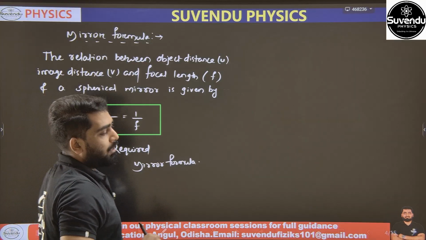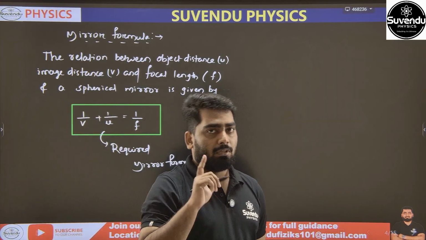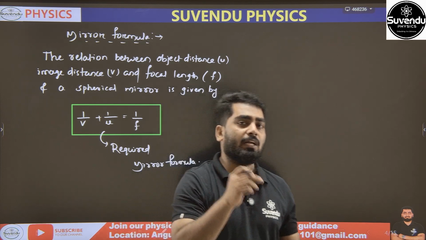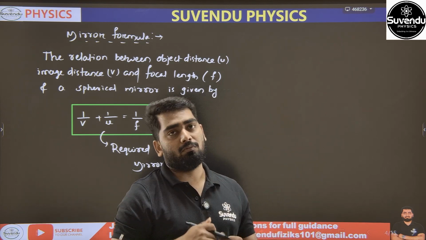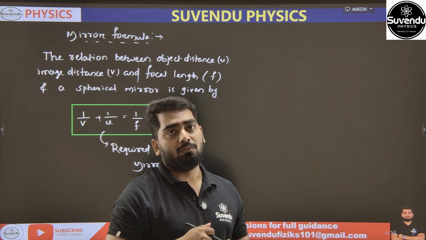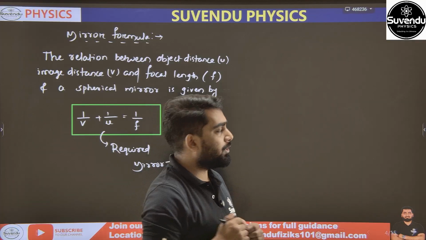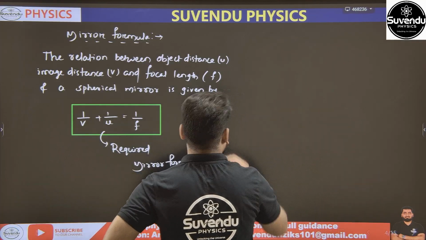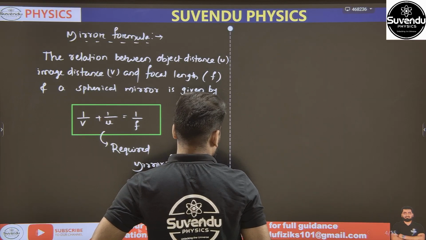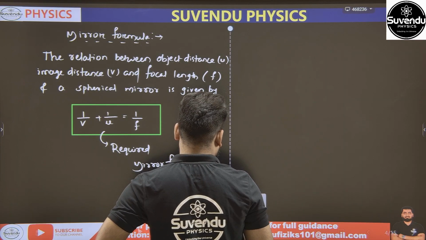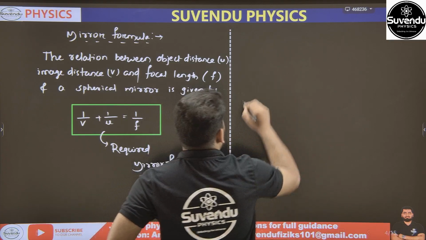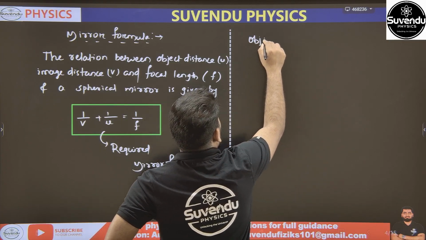Now what is object distance? Remember one point. Object distance means, don't think that it is the distance of the object from the pole. So this is getting a little incomplete. So how? Look at what I am writing.